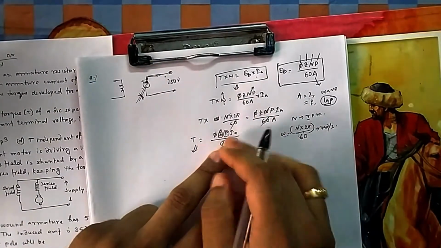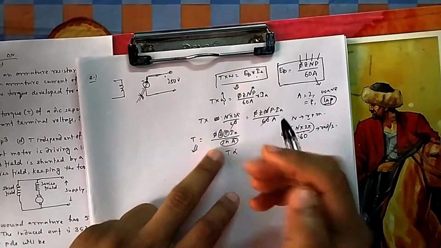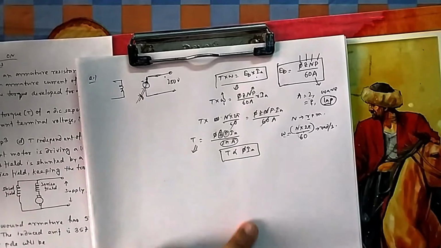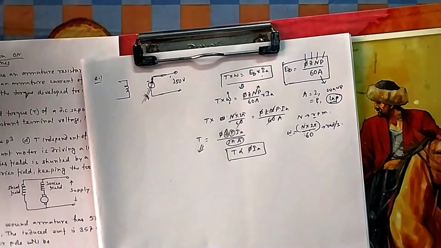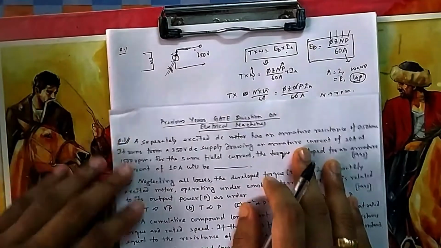So the number of parallel paths, whatever connection you have given inside, is all fixed. So now you can change outside only the flux and this Ia. So generally it is said that torque is directly proportional to phi into Ia. These things you have to remember. One thing you see here, these are the formulas you will use. So this was the first question.